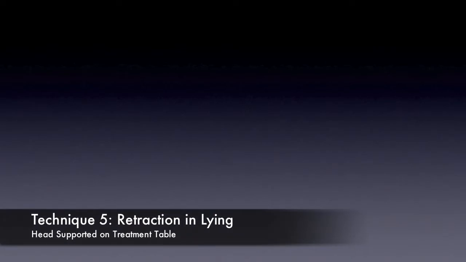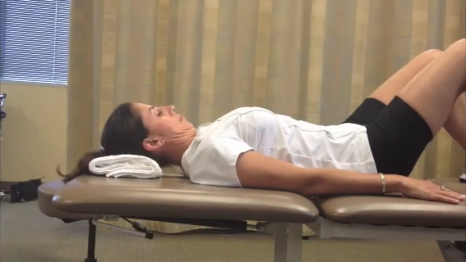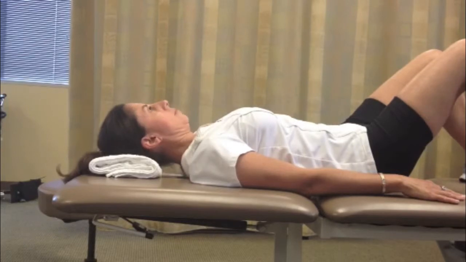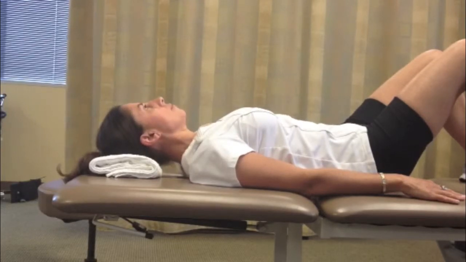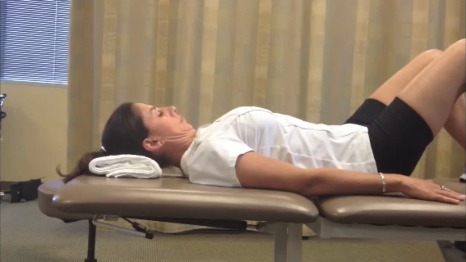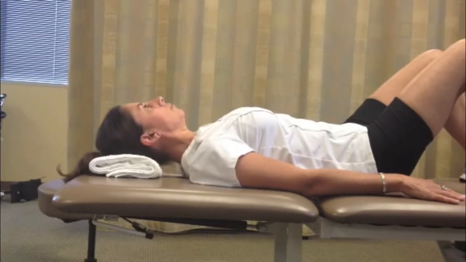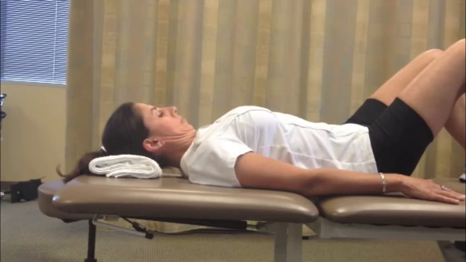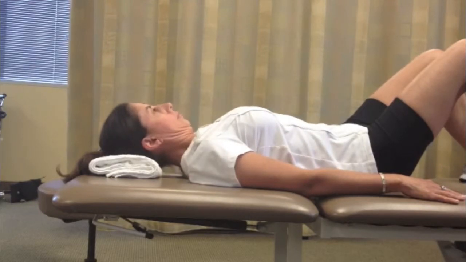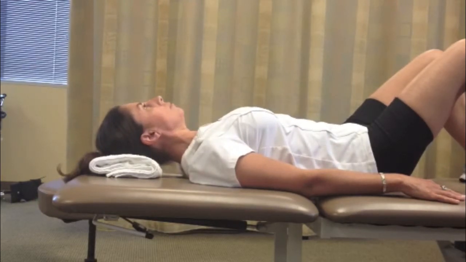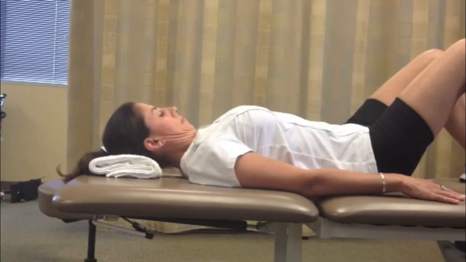Retraction in lying, head supported on treatment table. If patient is unable to tolerate retraction movement in sitting or standing, which is a loaded position, then we should try retraction in lying. The head is supported while the patient actively retracts her neck. You can use a pillow or a towel roll under the occiput, monitoring that retraction occurs in the correct plane as previously discussed with sitting.